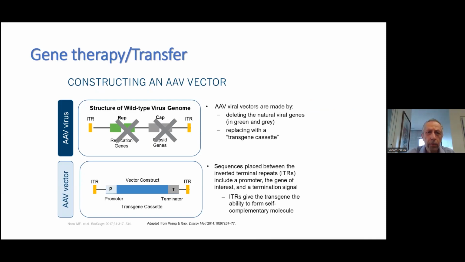Okay, we are talking about gene therapy, actually what is called gene transfer. What happens is that we take a virus, in Duchenne muscular dystrophy this is AAV, adeno-associated virus, and we delete the natural viral genes, and inside we put a transcript, which is basically the DNA of dystrophin.